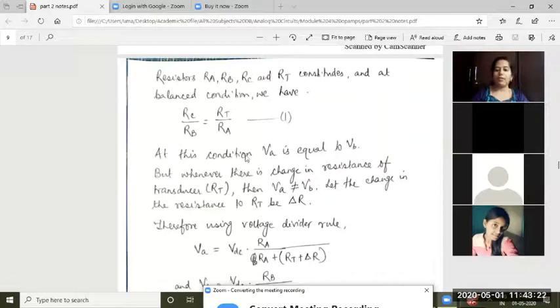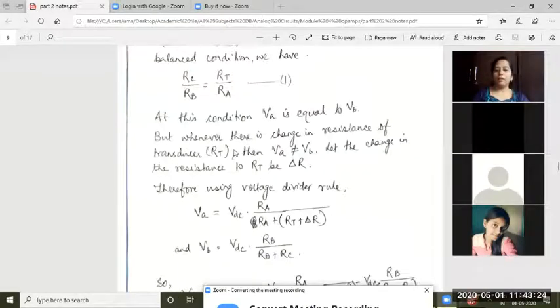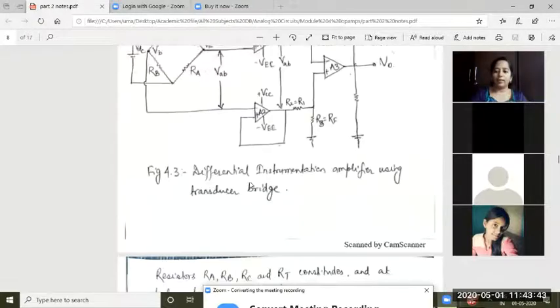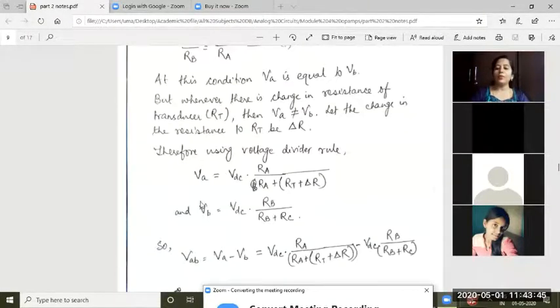Okay, so in this we were discussing when the bridge becomes imbalanced. When will the bridge get imbalanced? When the temperature changes. And when the temperature changes, what will happen to the value of the thermistor resistance? It increases or decreases by a value delta R. Now, we will use that condition and again find the values of VA and VB.